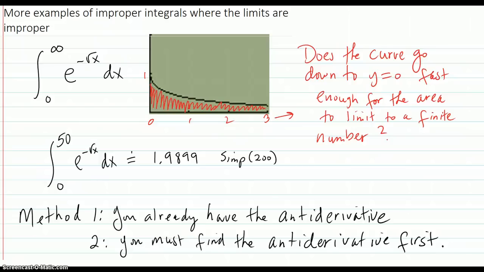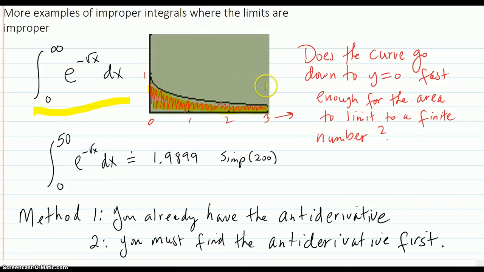Here's some more examples of improper integrals where the limits are improper. So we have this problem right here. First thing we do is graph it just to see what's going on. So here's all the area in here. Here's e to the negative square root of x, diving down.